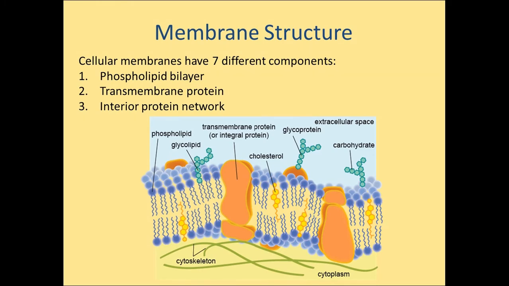The interior protein network are found within the cell. They reinforce the cell's shape by creating a scaffold between the membrane and the cytoskeleton found in the cytosol. They also anchor some of these transmembrane proteins to specific sites so they don't float away. You will find in some textbooks and some articles the interior protein network being called peripheral membrane proteins.